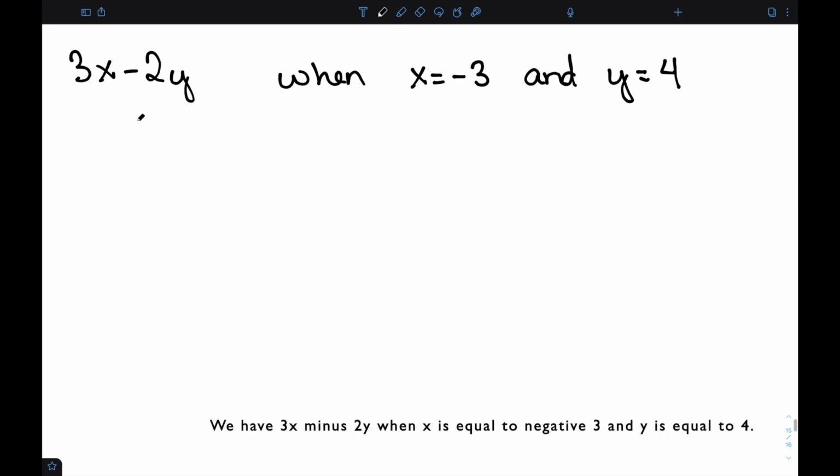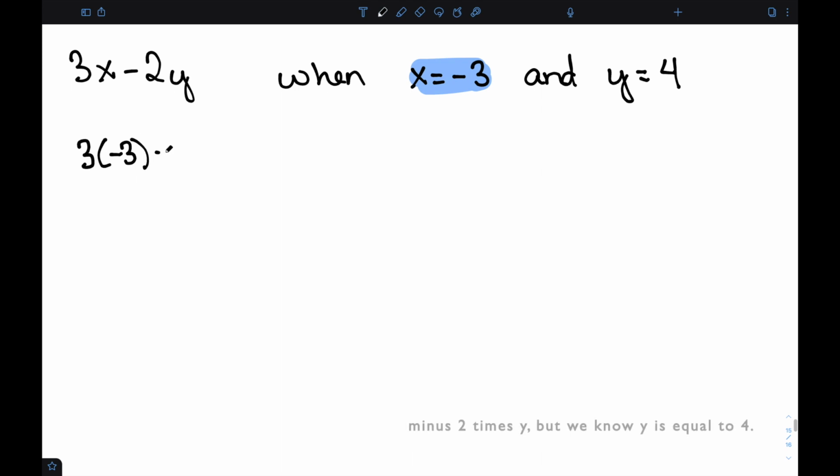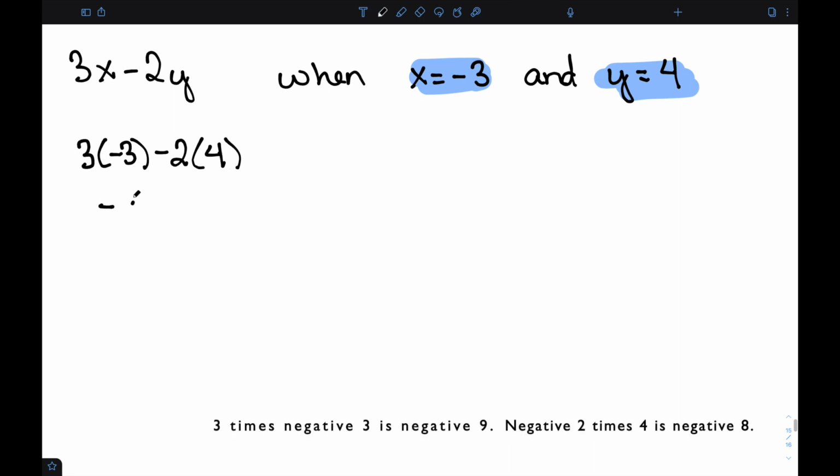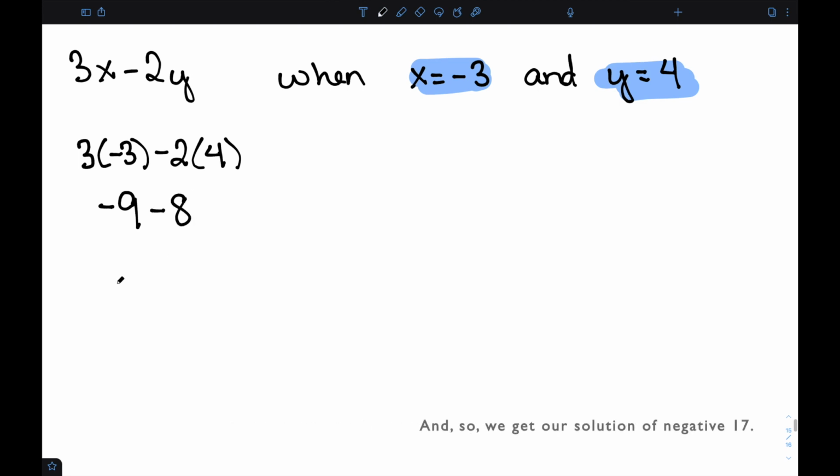We have 3x minus 2y when x is equal to negative 3 and y is equal to 4. So our problem says 3 times x, but we know x is equal to minus 3. Minus 2 times y, but we know y is equal to 4. 3 times negative 3 is negative 9. Negative 2 times 4 is negative 8. And so we get our solution of negative 17.